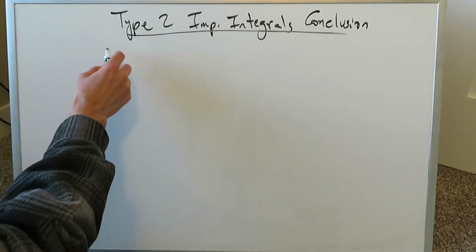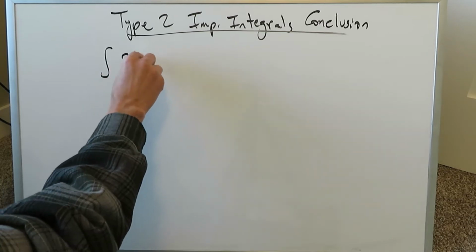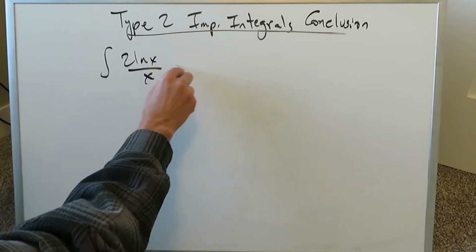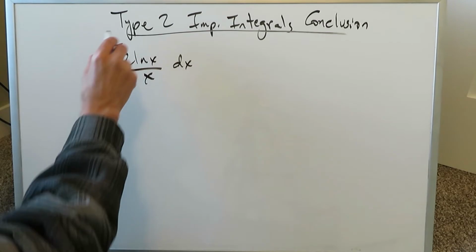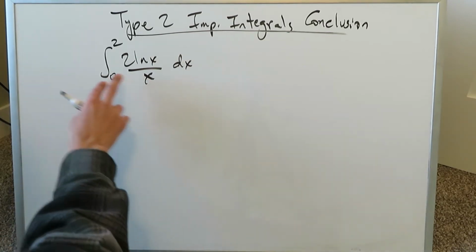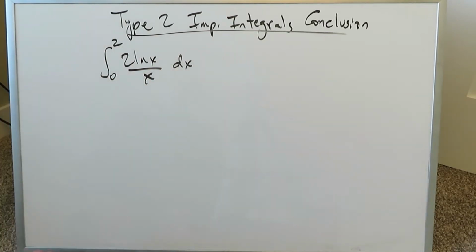Our first question, a very interesting question, will be this: the integral of 2 natural log x over x dx from 0 to 2. This will have an interesting other aspect which will come in, nothing related to improper integrals, but a useful tidbit of information that we will talk about when the time comes.